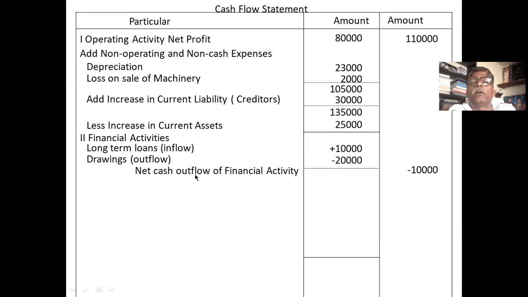This is inflow, this is outflow. Outflow of cash from financing activity, 10,000.